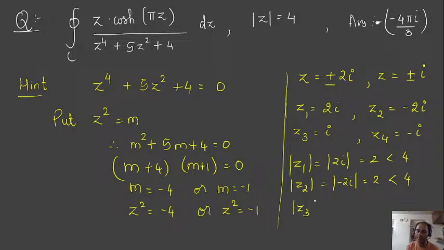z3 is going to be i, mod of i is 1 which is less than 4. Mod z4 is also 1 which is less than 4. So all of them are inside the circle.